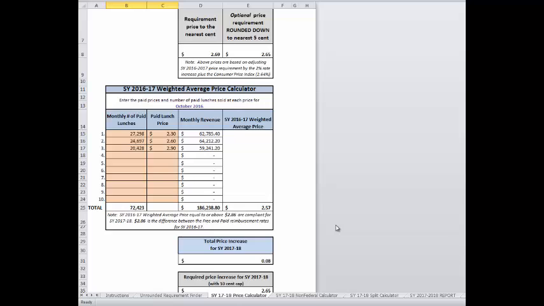So we can see here that this sponsor would need to increase its weighted average price by 8 cents to meet the optional rounded down requirement and 12 cents to meet the full weighted average price requirement. Now, because this sponsor has decided for whatever reason that it can't increase its weighted average price by 8 cents or 12 cents, it can only do a little bit less, but it wants to meet the remainder with a non-federal source fund contribution. We're going to move to the tab titled SY 1718 Split Calculator.